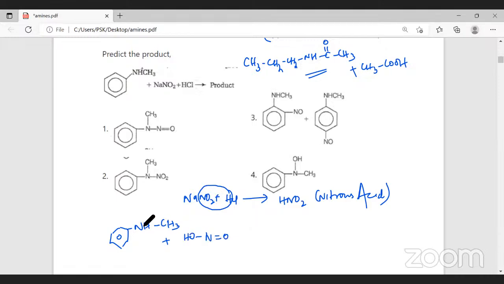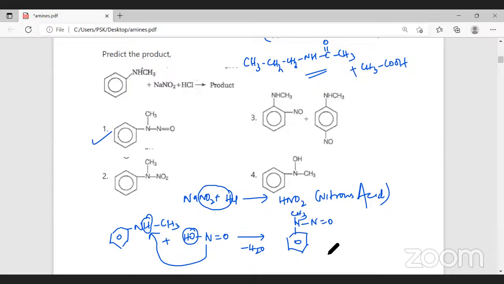So what happens is this hydrogen and this OH get eliminated as water. When this hydrogen and OH get eliminated as water, in place of this hydrogen, NO goes. So we can write the reaction structure like this. A benzene ring we can write. Instead of writing the nitrogen here, I write the nitrogen here. To this nitrogen, NO is getting bonded, single bond, N double bond O, and you have the CH3. So we are writing the CH3 here. So therefore, the answer for this question is option A.